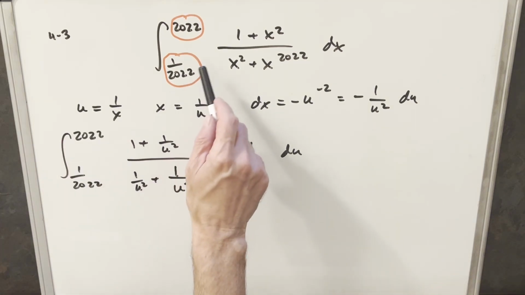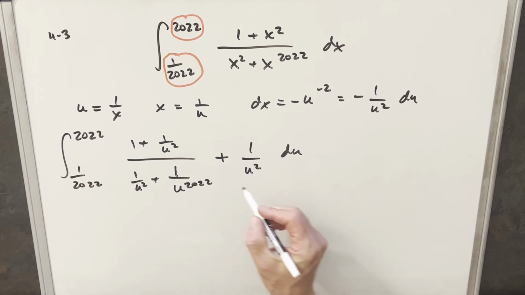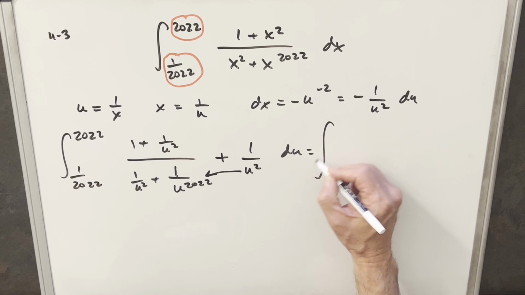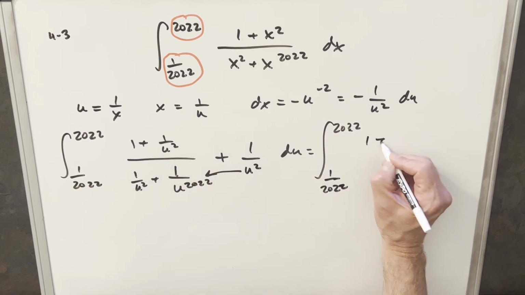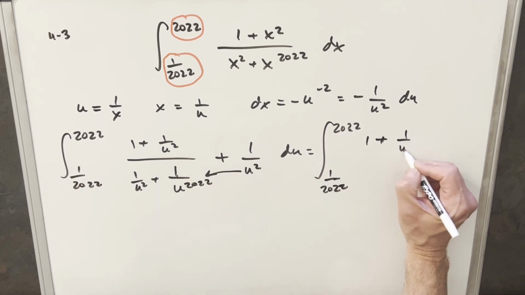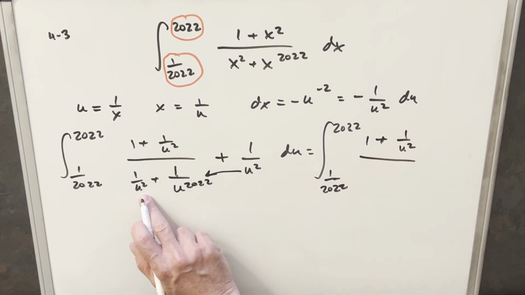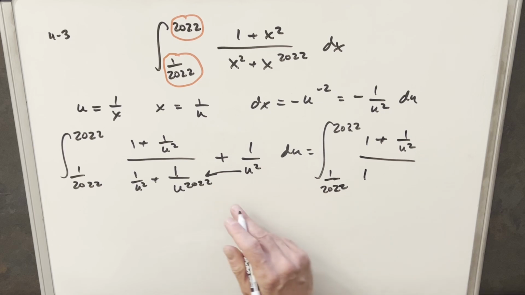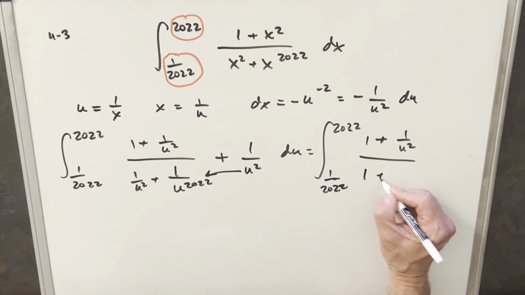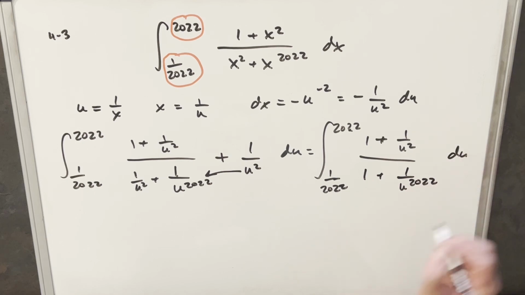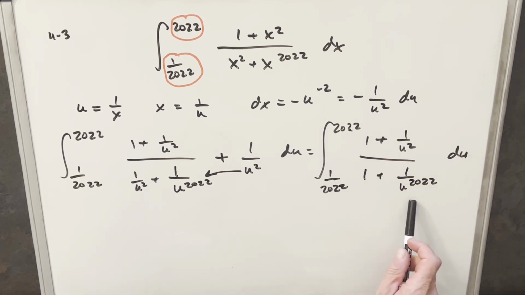And now notice our bounds are back to what they were in the original. And let's just distribute in this u squared into the denominator. So let's see what we're going to have. I'll just rewrite the numerator as 1 plus 1 over u squared. Then distributing in this u squared here, this term, u squared times 1 over u squared is going to give me a 1 here. Then u squared times this term is just going to be 1 over u to the 2020 du.